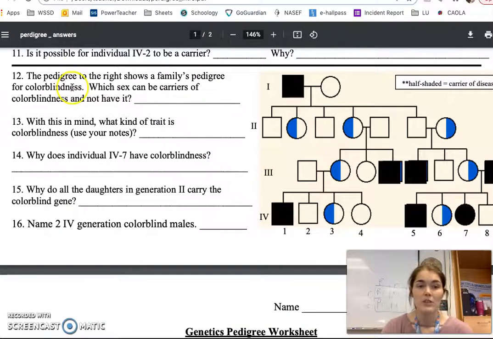And then the last one shows color blindness. It's saying half shaded means they are carriers of the disease. That means they're hetero, right? Because they carry the disease, but they do not express it themselves.